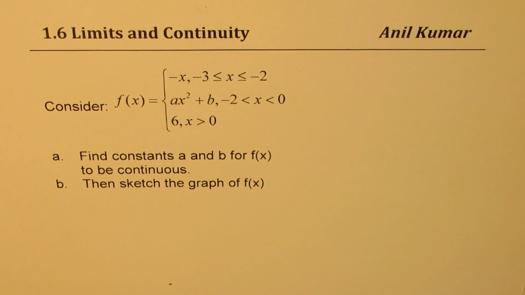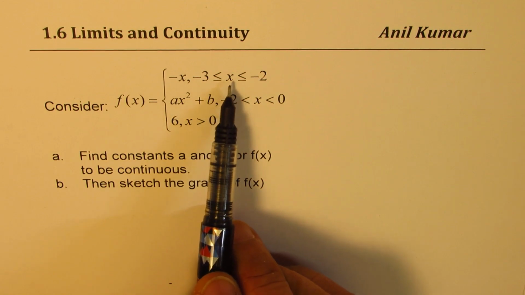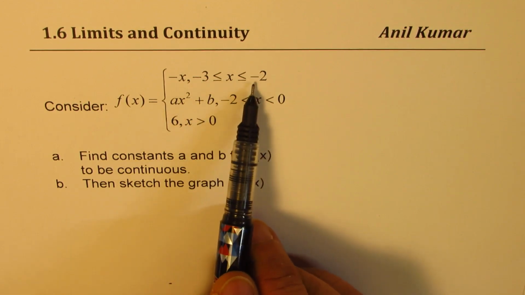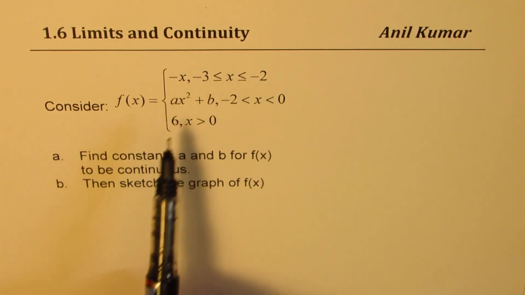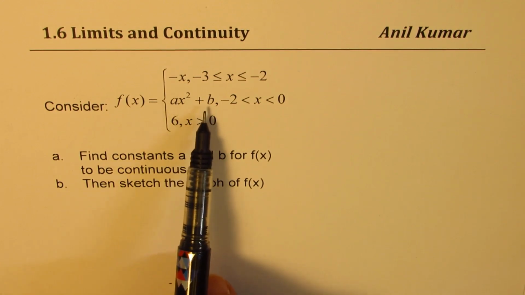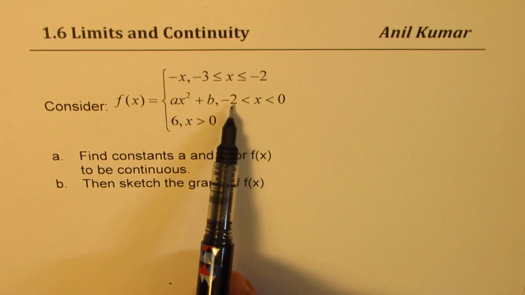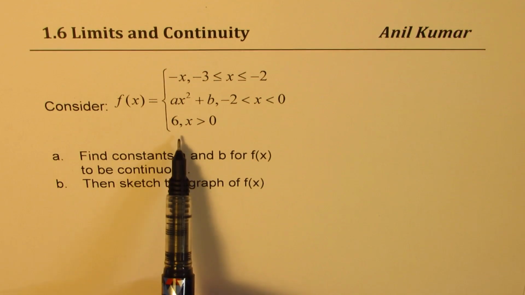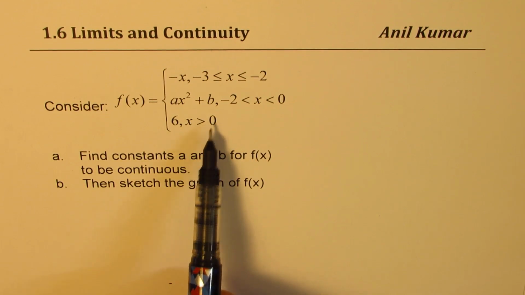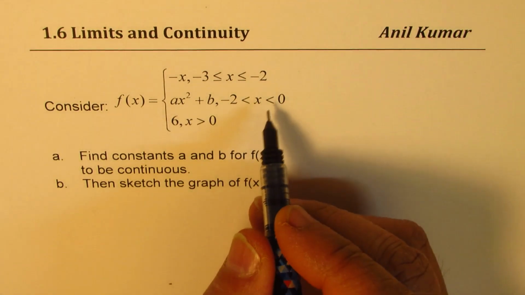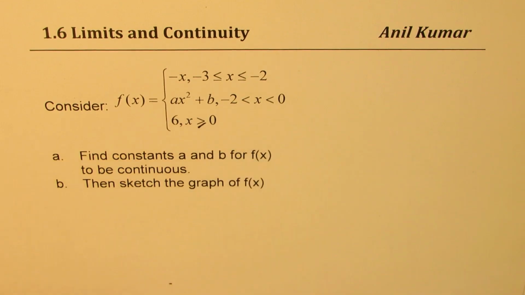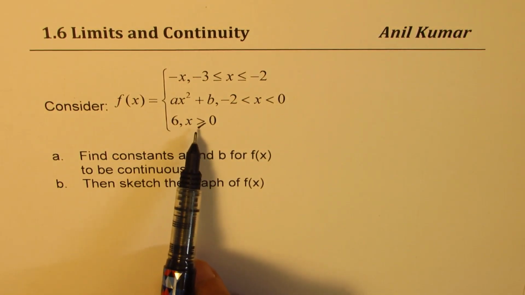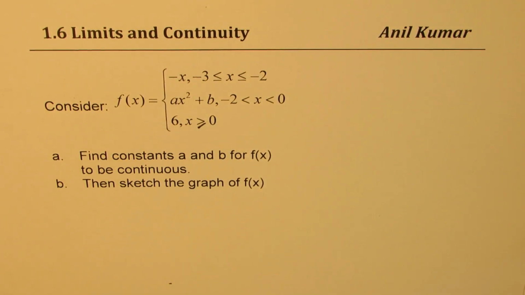The question here is, consider the function f of x equals minus x when x is between minus 3 and minus 2, both included. Parabola ax squared plus b when x is between minus 2 and 0, not included. And when x is greater than 0, so 0 should be included somewhere. So let me include it at this point. So when x is greater than or equal to 0, then it is 6.